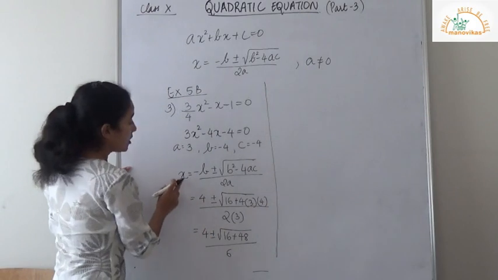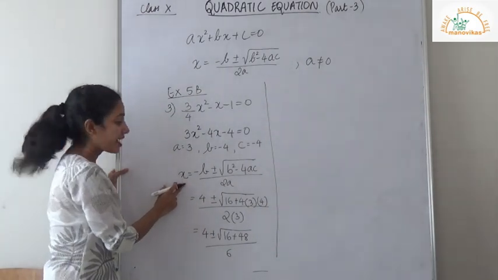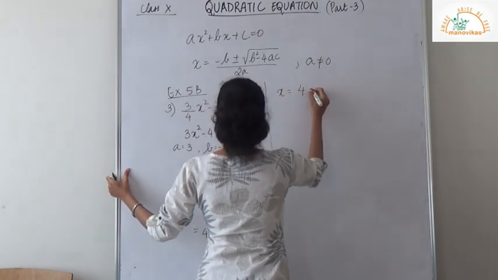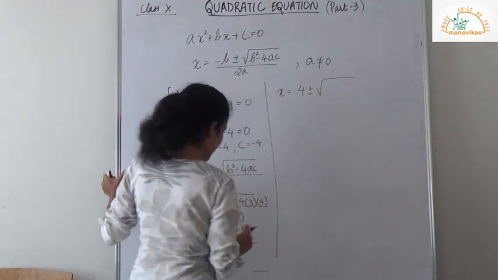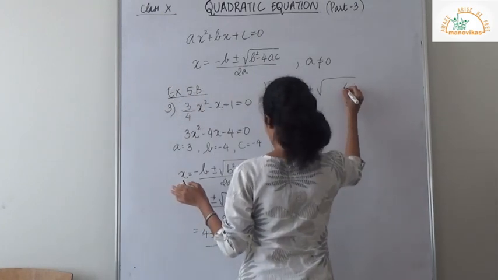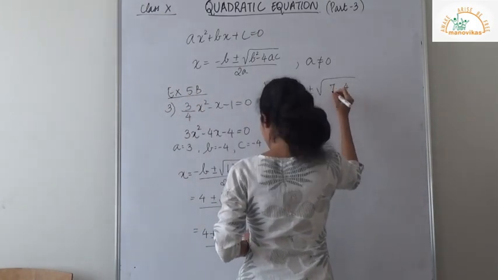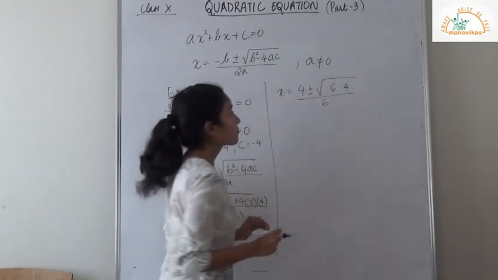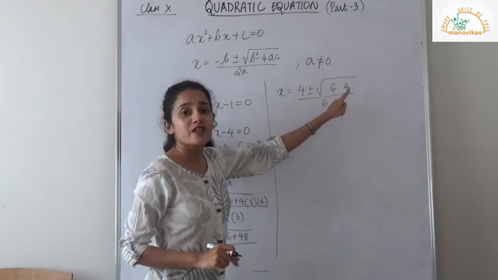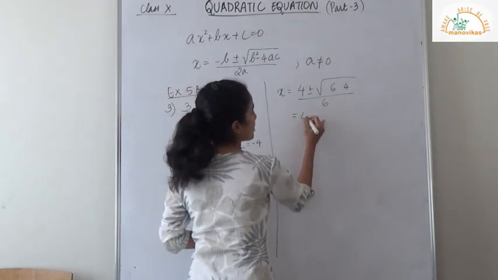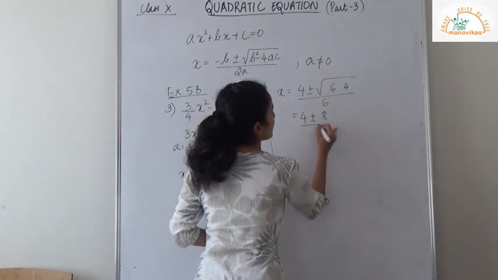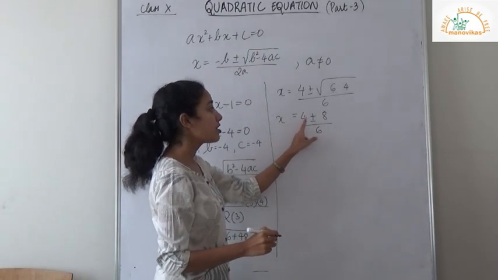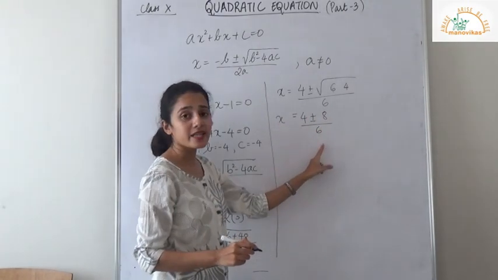Let us continue. Note that at every step you have to mention x equal to. So therefore x is equal to 4 plus or minus square root of 64 divided by 6. Now we know that the square root of 64 is nothing but 8, so you substitute that, divided by 6. Now note that you have x is equal to 4 plus or minus 8 divided by 6.